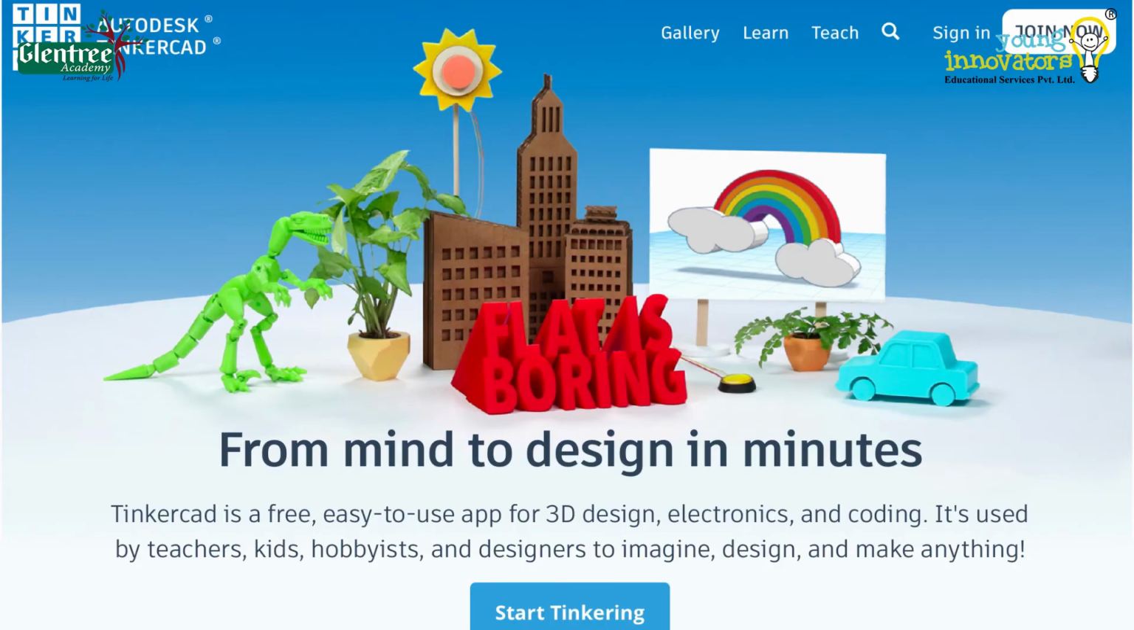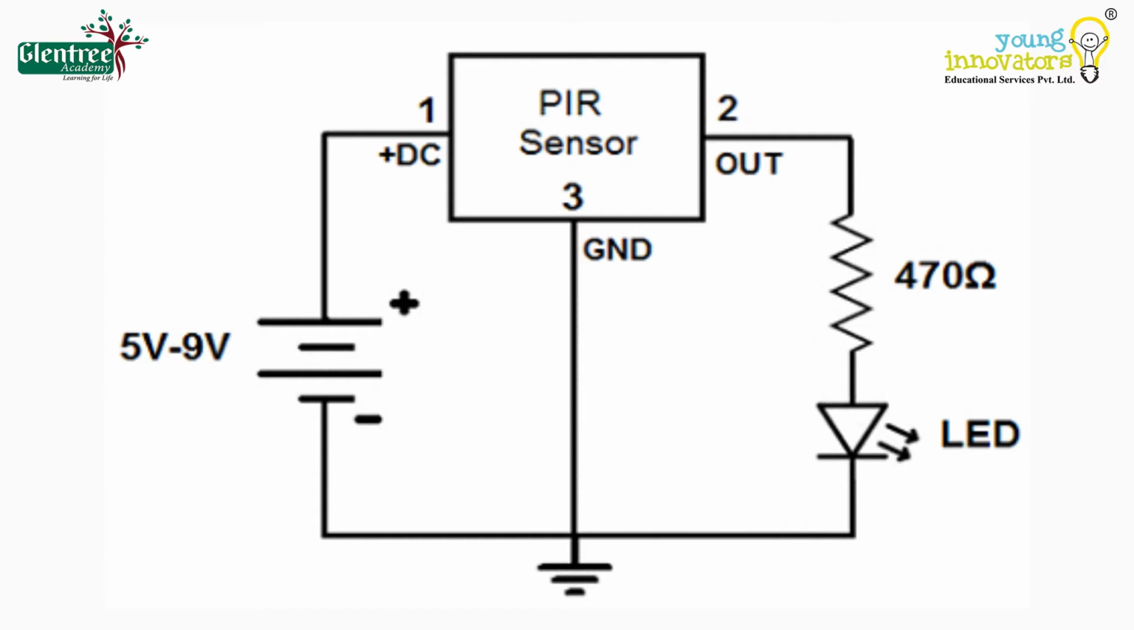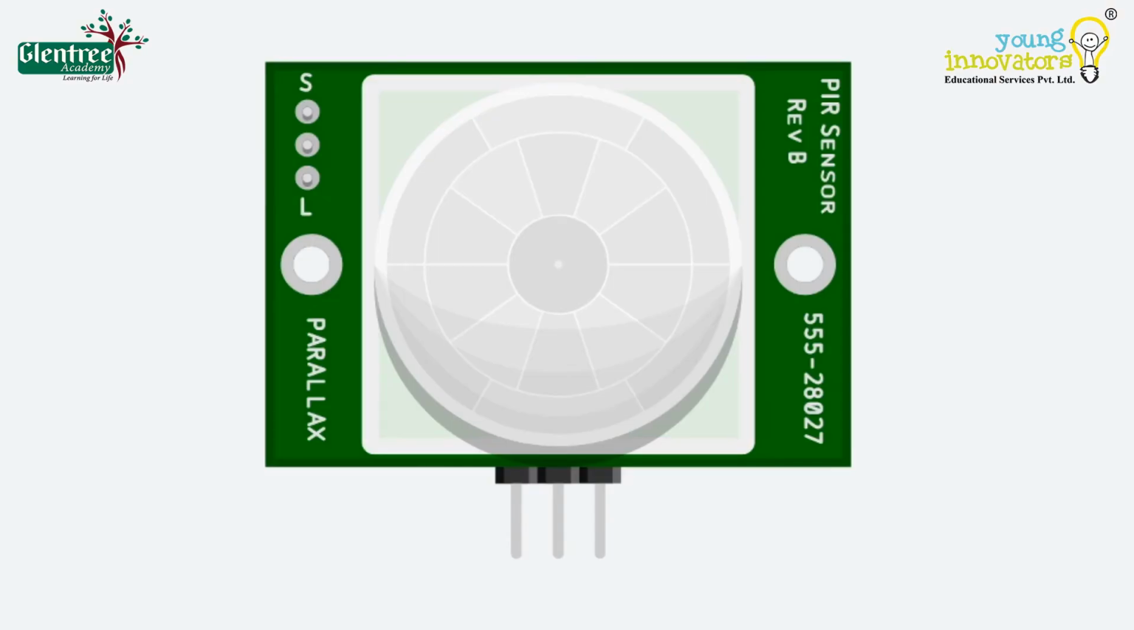Let's move to Tinkercad workspace and build the circuit now. Here is the circuit diagram. We shall build the circuit according to the same. In Tinkercad, the PIR pins are as mentioned: signal, power and ground. Those are the same as output, VCC and ground.